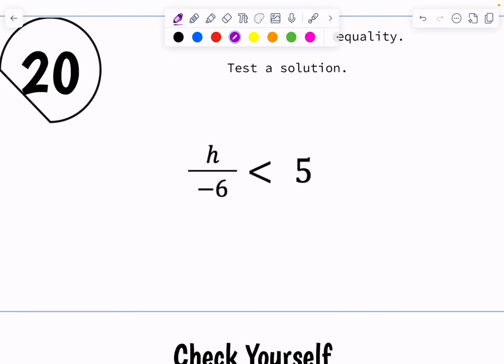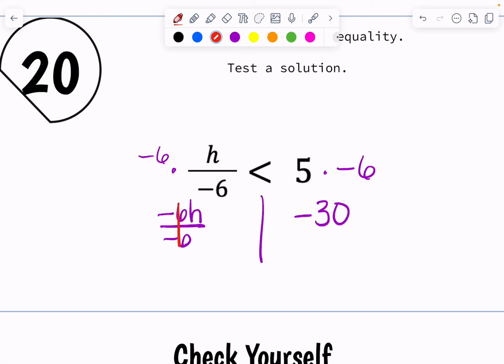Here's another one with division. So h divided by negative 6 is less than 5. I want to undo the dividing by negative 6, so I end up multiplying both sides by negative 6. 5 times negative 6 will give me negative 30. What's happening on the left side with my variable is I get negative 6h divided by negative 6. Again, the negative 6 divided by negative 6, those one out, just leaving me with h. So now I'm comparing h with negative 30.